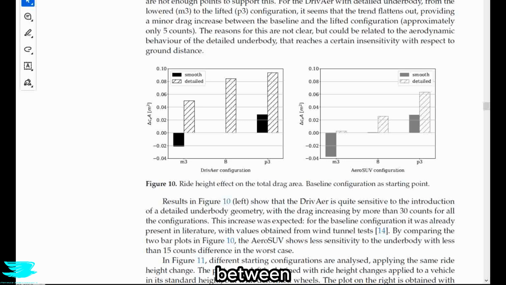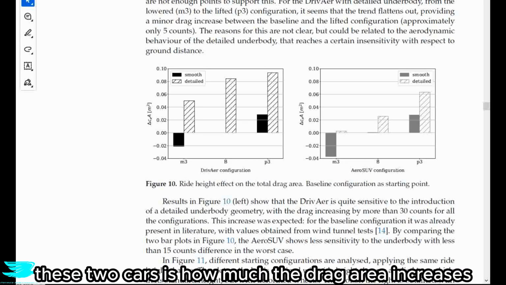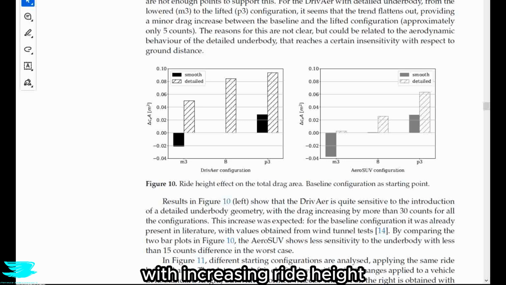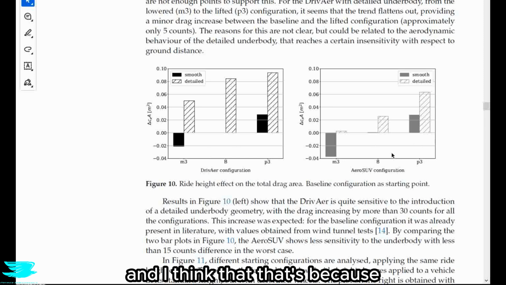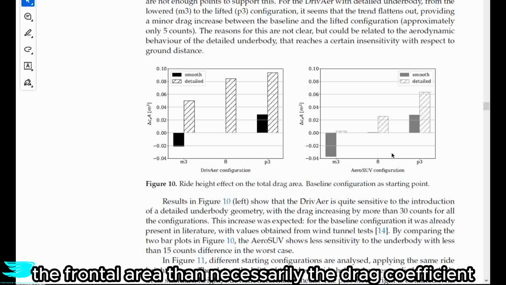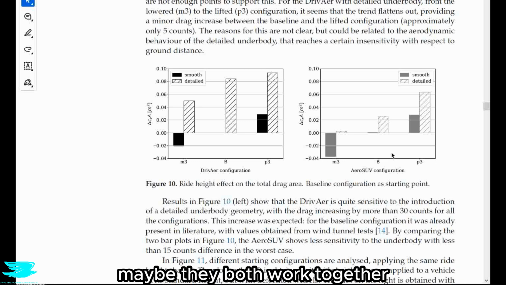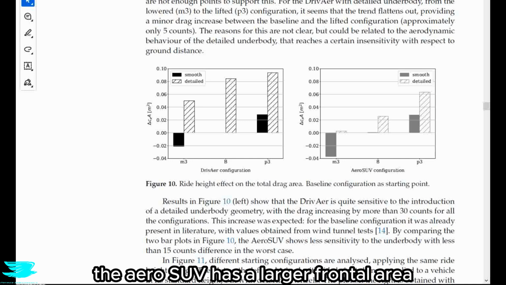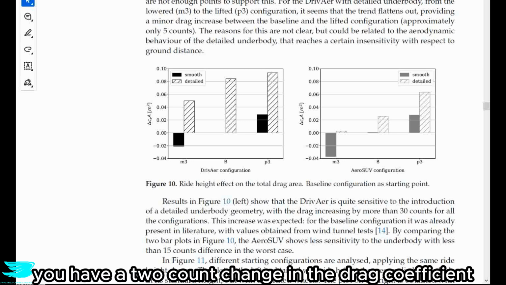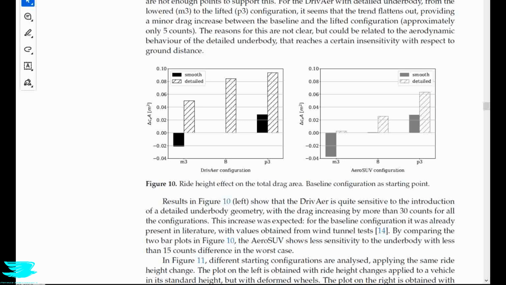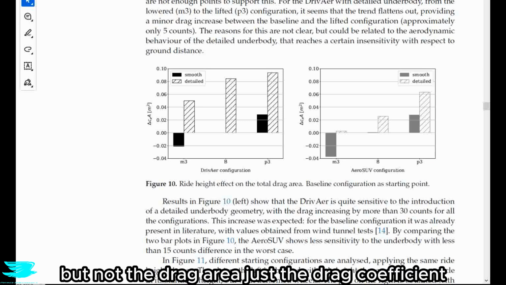Now the difference between these two cars is how much the drag area increases with increasing ride height. The Aero SUV seems to be a little more sensitive, and I think that's because it's more a function of the frontal area than necessarily the drag coefficient. Maybe they both work together, but the Aero SUV has a larger frontal area. It's an SUV. So let's say you have a 2 count change in the drag coefficient for both of them, but not the drag area, just the drag coefficient.